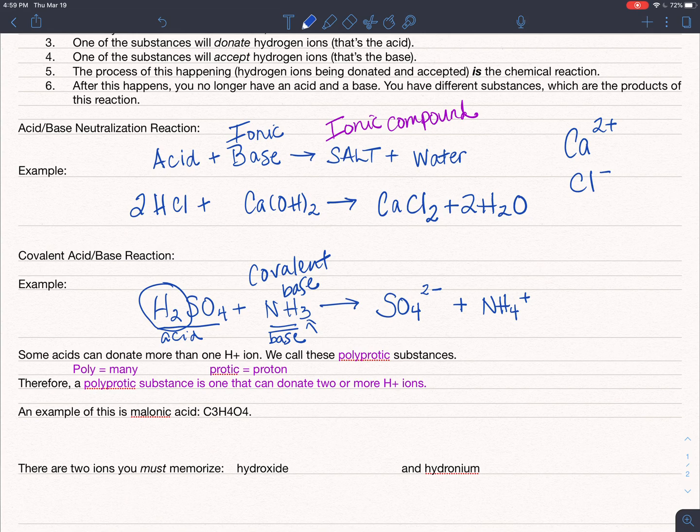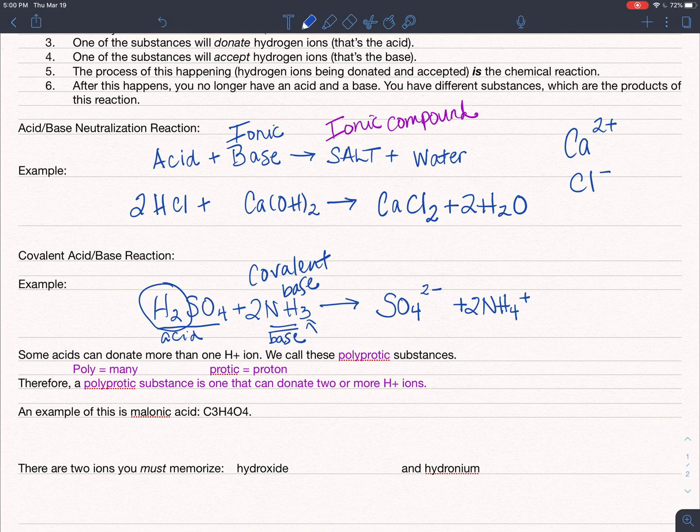We'll talk about that in a minute, but I want you to understand that when you peel the H's off and you add it to another compound, you will always only add 1 H to it. And you will adjust for how many H's were donated by balancing your chemical reaction. In this case, we would end up with 2 of those and 2 of these, and that gives us a balanced chemical reaction, okay? So that would be a covalent acid-base reaction.